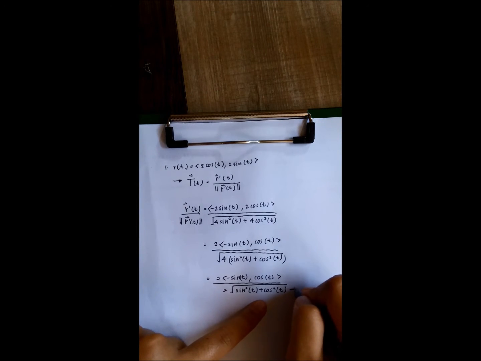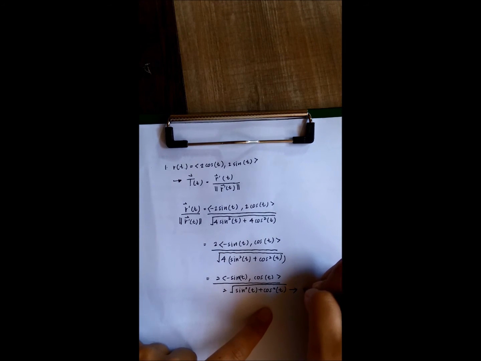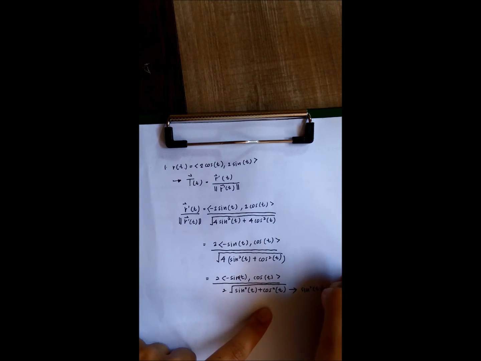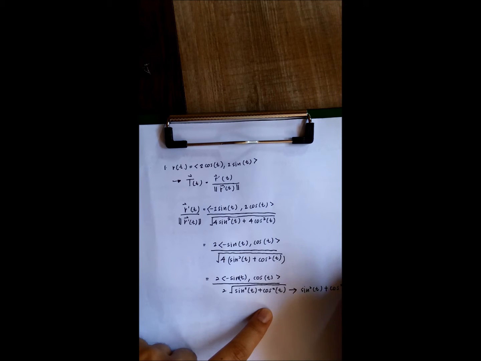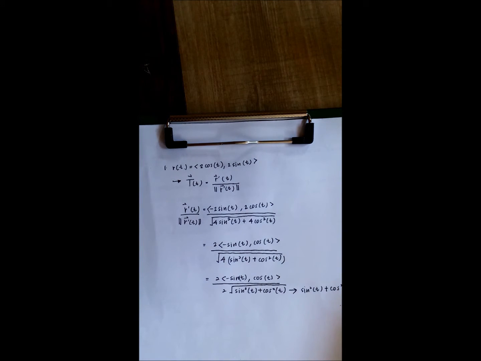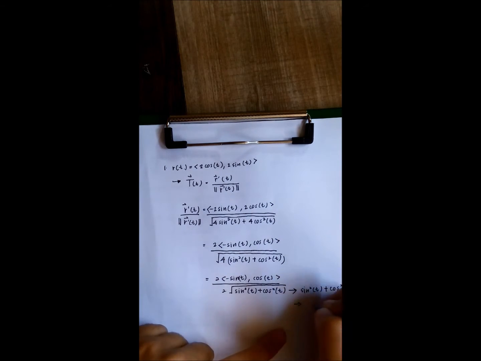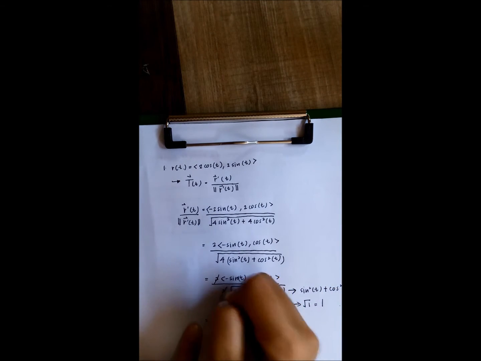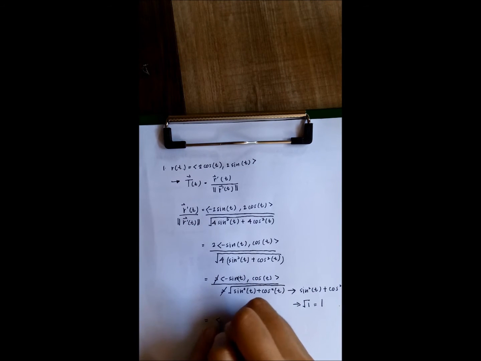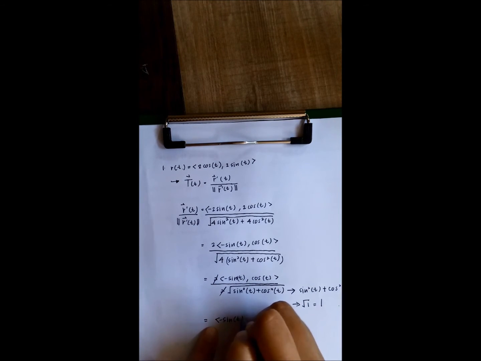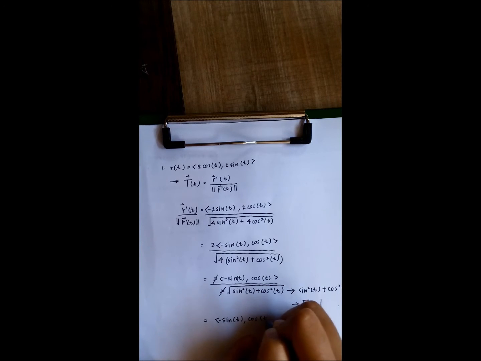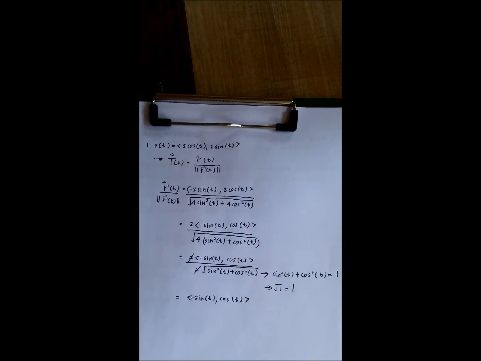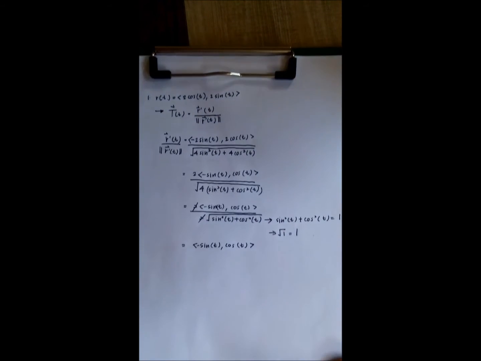Here, this trigonometry expression we can simplify by using the trigonometry identities. Then we cancel out both 2 and we get sine t cos t. Okay, next.